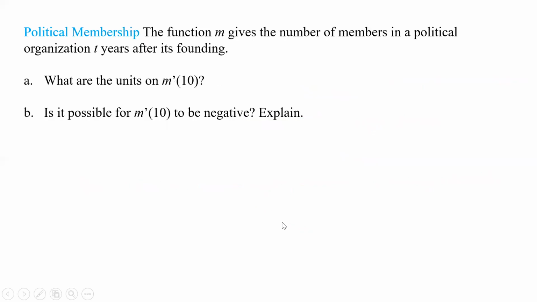Okay. All right, political membership. So the function M gives the number of members in a political organization T years after its founding. So what are the units on M prime of 10, basically? Well, M is number of members, T is in years, so it's going to be members per year. And after you divide it, it's just members per year. So if we write it out as a sentence, it's going to be members per year.